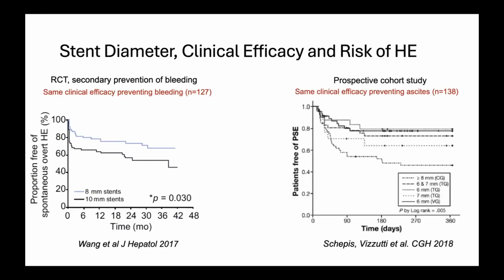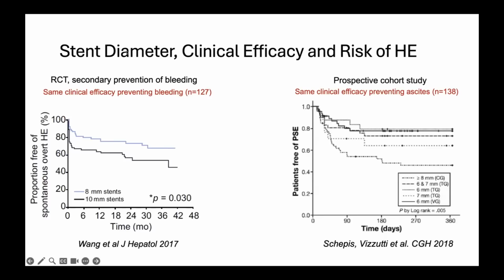our eyes to this problem was led by Filippo Schepis in Modena, a multi-center observational study in Italy, in which they clearly showed that the lower the stent diameter, which means that you achieve less reduction in the portal pressure gradient, the lower the risk of hepatic encephalopathy. And they went as low as 6mm diameter TIPS. But with low TIPS diameters, the risk of hepatic encephalopathy was markedly lower than in the patients that had a wider diameter.